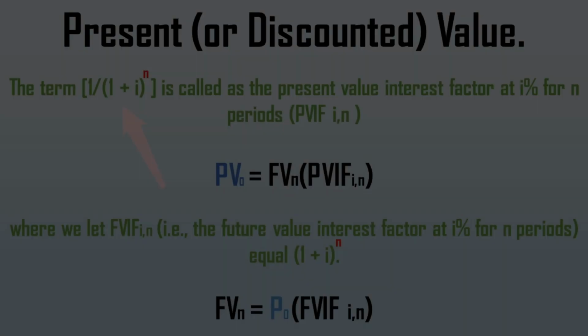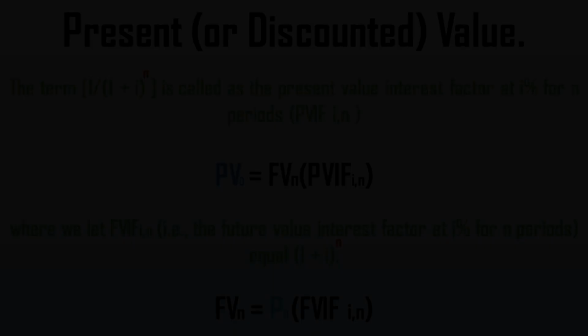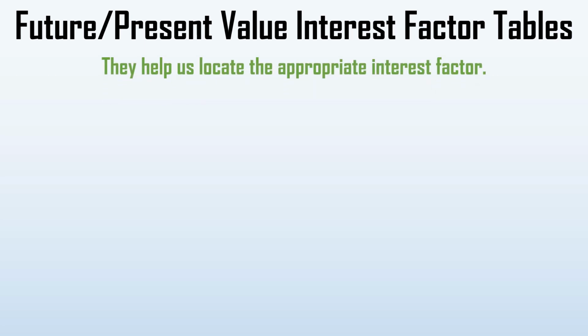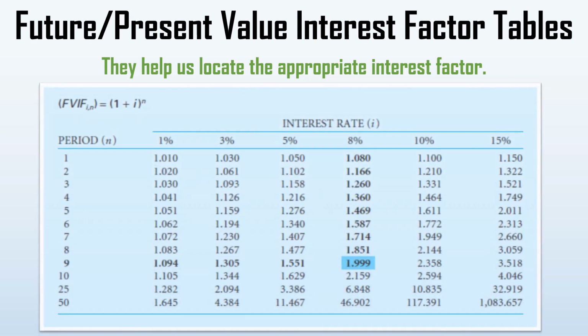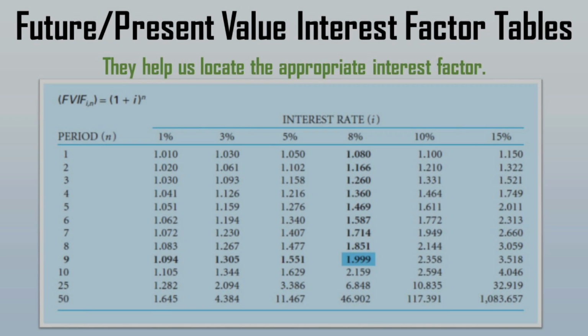And again, the term 1 divided by (1 plus i) to the power n is called the present value interest factor, whereas for the future value interest factor, I already told you about that. And now the future and present value interest factor tables. You know that these tables help you locate the appropriate interest factor. These are calculated values that you can simply put in the present value or future value equations and have your answer. This is the future value interest factor table.